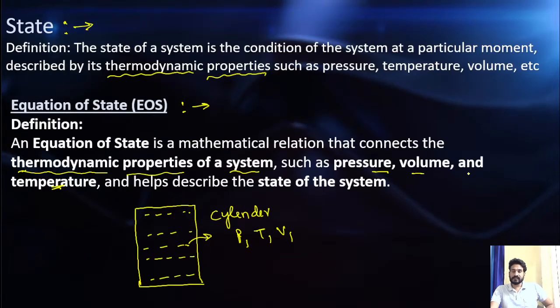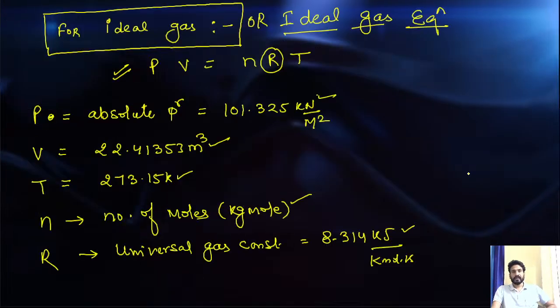State means that we define the state of the system by telling the thermodynamic properties like P, V and T. If we connect P, V and T, that is called equation of state. There are a number of equations of state, out of which for the ideal gas we use PV is equal to nRT. This is the ideal gas equation of state, right?